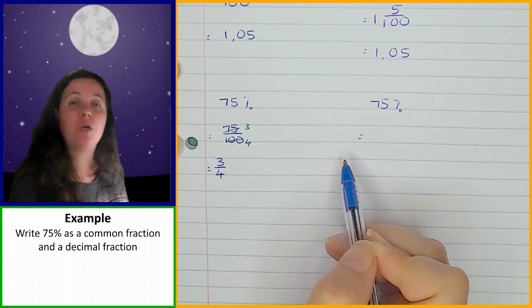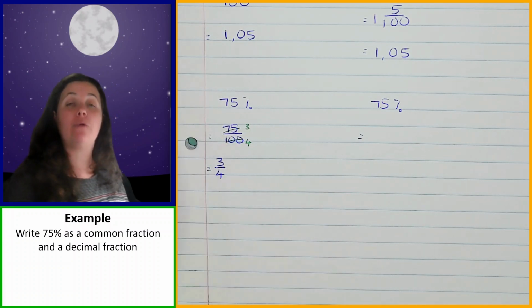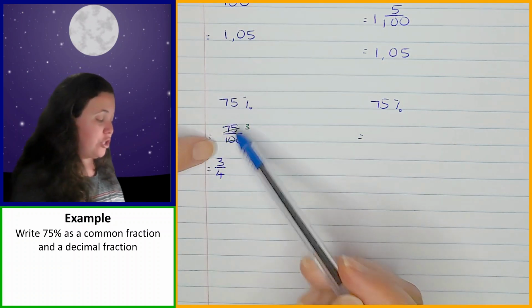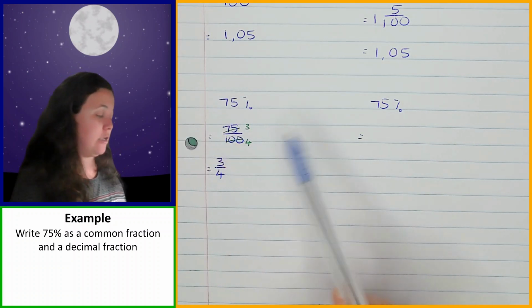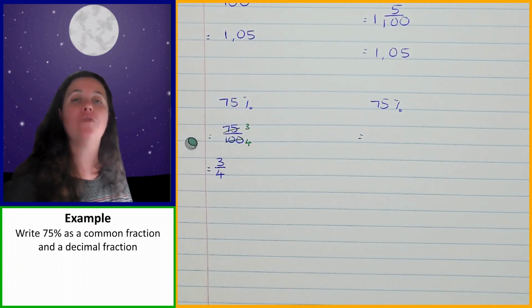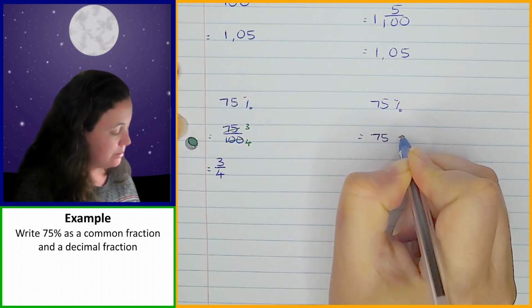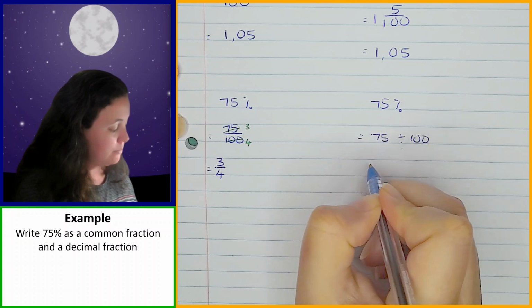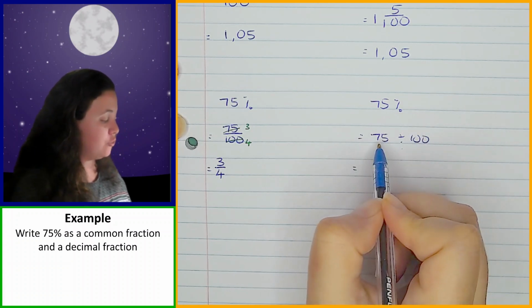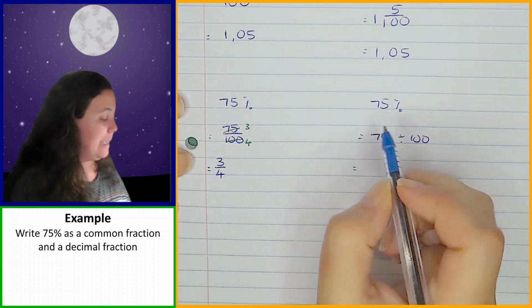Okay, now to convert it to a decimal fraction, what we're going to do is divide by 100. Just like over here, we divided by 100, but we wrote it as something over 100 because we wanted to write it as a common fraction, which is in this format of something over something else. But over here, I'm going to be writing it as a decimal fraction, so I don't want to write it as something over something else. So I'm going to rather just say 75 divided by 100.